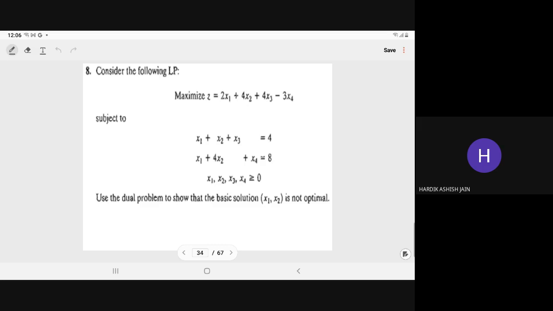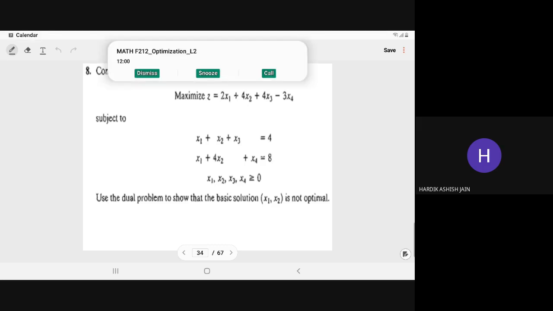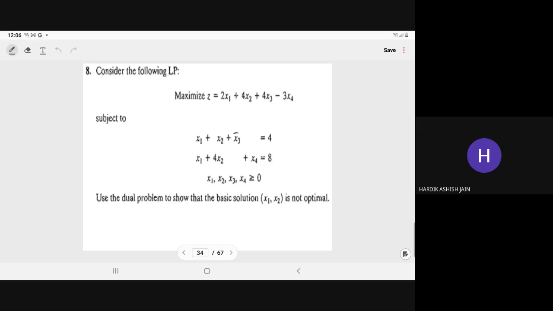So, another problem we have. Consider the following LP. Maximize Z is equal to 2x1 plus 4x2 plus 4x3 minus 3x4 subject to the following constraints. Here it is already in equal to form, so we need not add or subtract slack or surplus variables respectively. And here we can see x3 and x4 are making an identity matrix. It means they are the initial basic variables. Right, here this x3 and x4 will form the initial basic variables.